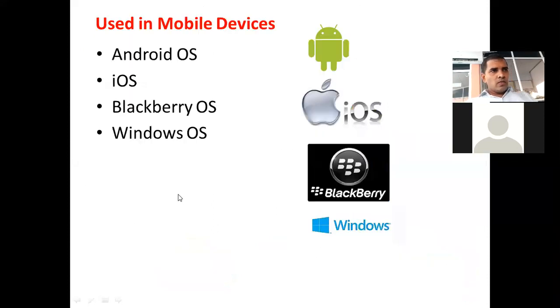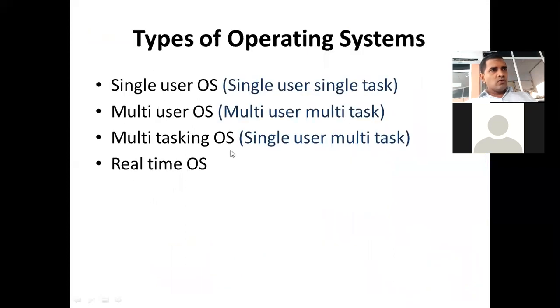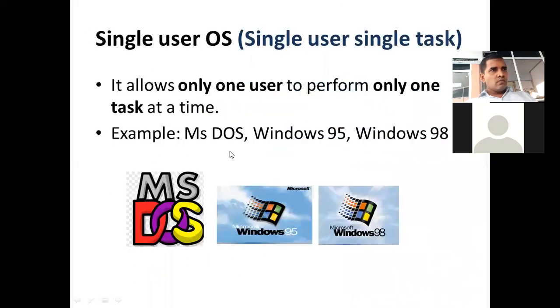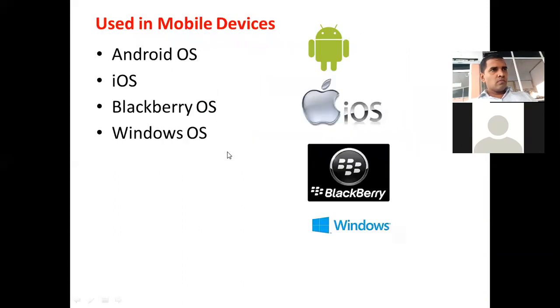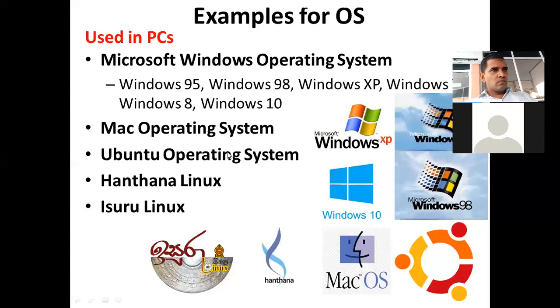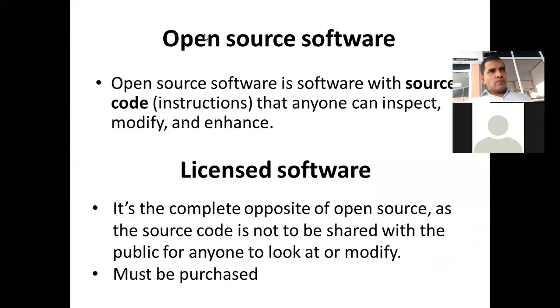Okay. Before I continue, I will show you this idea. Right, look here. These are the two things which I talked about: open source software and licensed software. Open source software is software with source code, which means instructions, that anyone can inspect. You can check them, modify them, and enhance them. You can improve the coding, right? So this is open source. Remember this, mostly this is free.